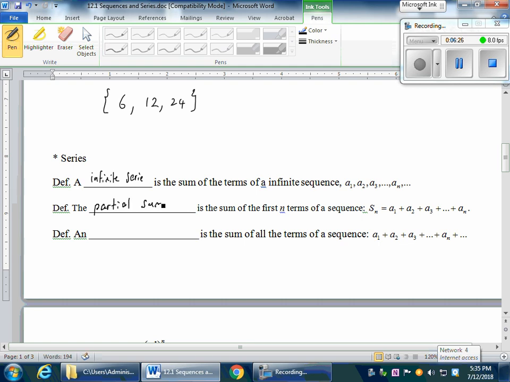The partial sum. The partial sum is the sum of the first n terms of a sequence. So the partial sum is only when you're adding up the first few terms. It specifically tells you how many terms you need to add up. So that's called a partial sum.